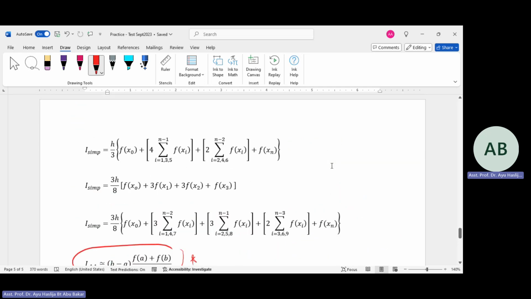This one. Multiple. If you directly use n equals to 5.